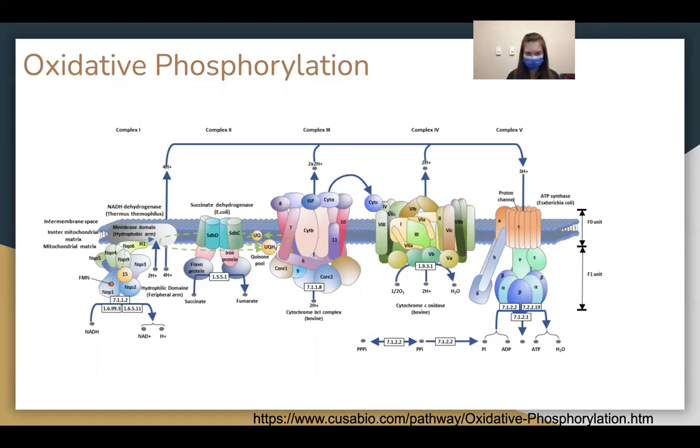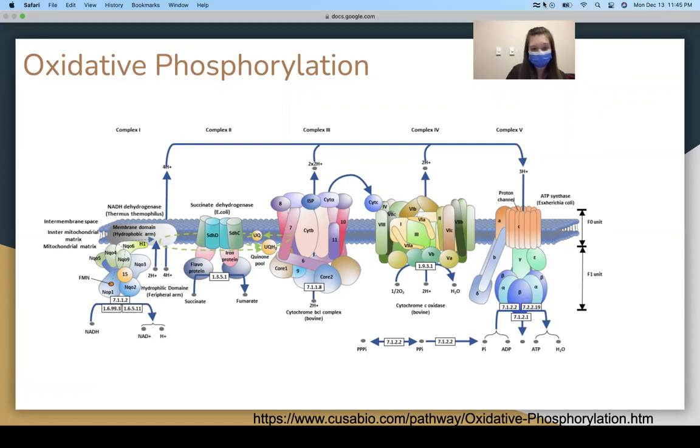This creates a change in the pH within the matrix, and the electric and chemical gradients fuel the process of ATP synthase in complex 5, where ADP and phosphate are converted into ATP.